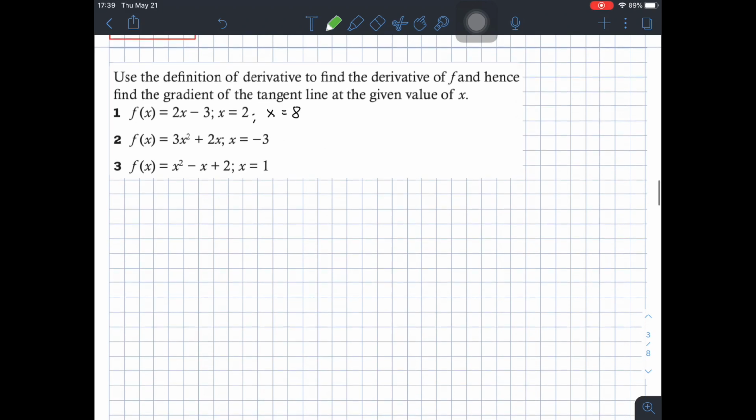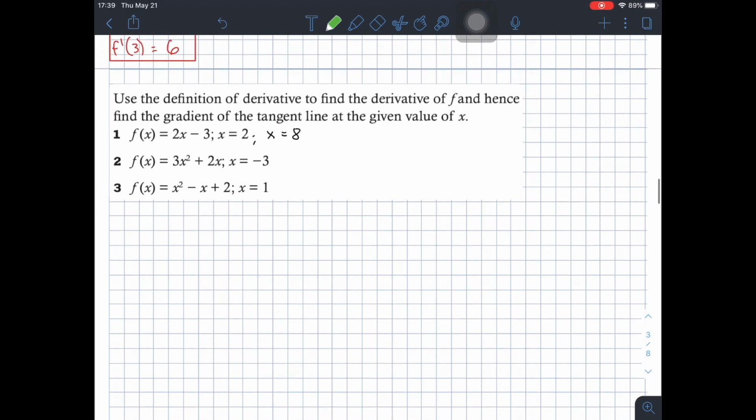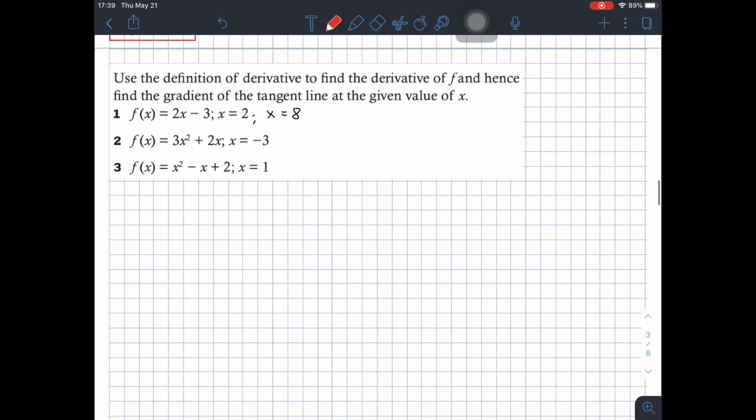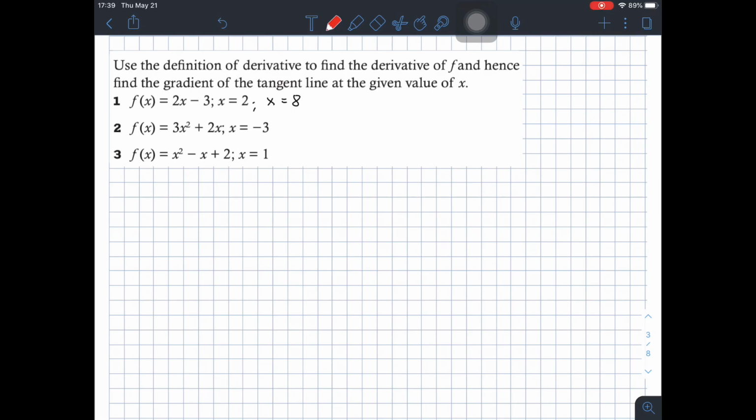We're going to do some more exercises using the same definition of a derivative in order to make this a little bit more clear, and then we're going to see a shortcut to do this much more easily. It says use the definition of derivative to find the derivative of f and hence find the gradient of the tangent line at a given value of x. So we want to find the derivative function of this function and then evaluate that gradient function for x equals 2, and I added here for x equals 8.